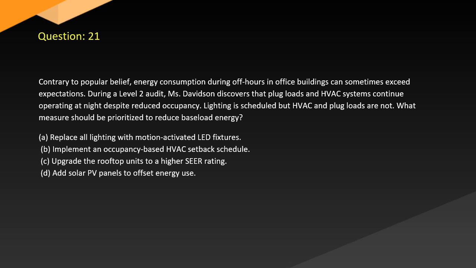Question 21. Contrary to popular belief, energy consumption during off hours in office buildings can sometimes exceed expectations. During a Level 2 audit, Davidson discovers that plug loads and HVAC systems continue operating at night despite reduced occupancy. Lighting is scheduled, but HVAC and plug loads are not. What measures should be prioritized to reduce baseload energy? A. Replace all lighting with motion-activated LED fixtures. B. Implement an occupancy-based HVAC setback schedule. C. Upgrade the rooftop units to a higher SEER rating. D. Add solar PV panels to offset energy use.